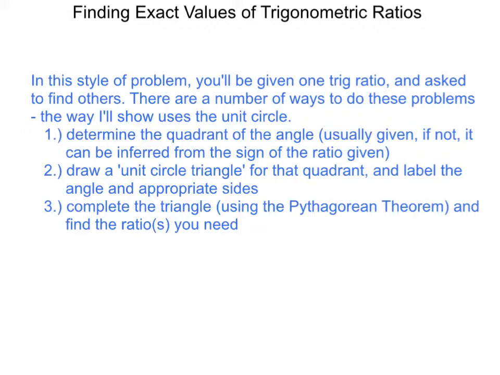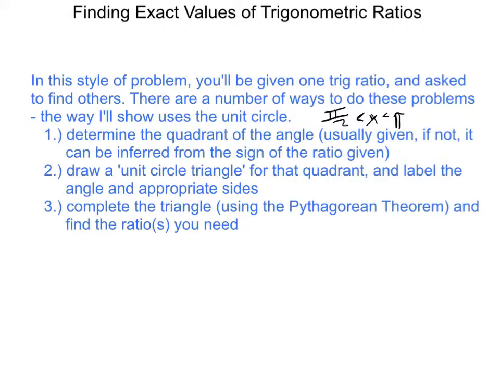First, you're going to want to determine the quadrant of the angle that you're working with. Usually that's going to be given to you, and what I mean by that is that they'll often tell you that the angle you're working with is, for instance, between pi over 2 and pi. If they do that, great, you know that the angle you're looking at is a second quadrant angle. If they don't tell you exactly that, you can generally infer it from the sine ratio that's been given to you, and I'll get to that in the next example.